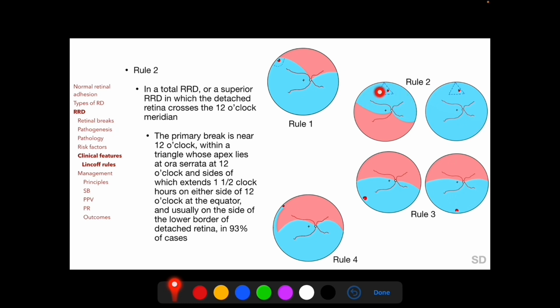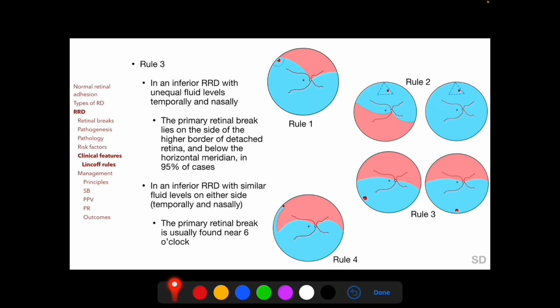Rule 2 states that in a total RRD or a superior RRD in which the detached retina crosses the 12 o'clock meridian, the primary break is near the 12 o'clock position within a triangle whose apex lies at the ora serrata at 12 o'clock and whose sides extend 1.5 clock hours on either side of 12 o'clock position at the level of the equator, with the break usually lying on the side of the lower border of the detached retina in 93% of cases.